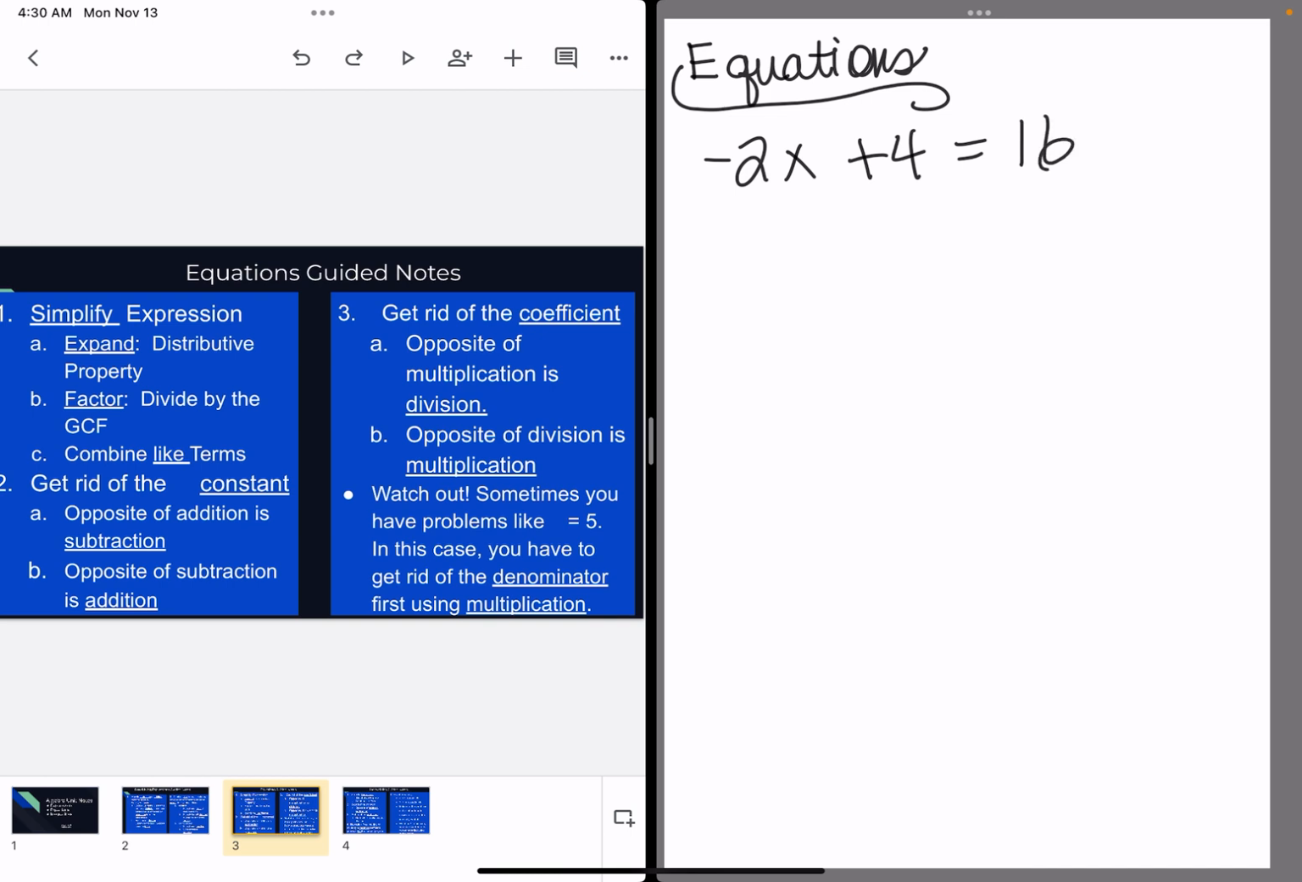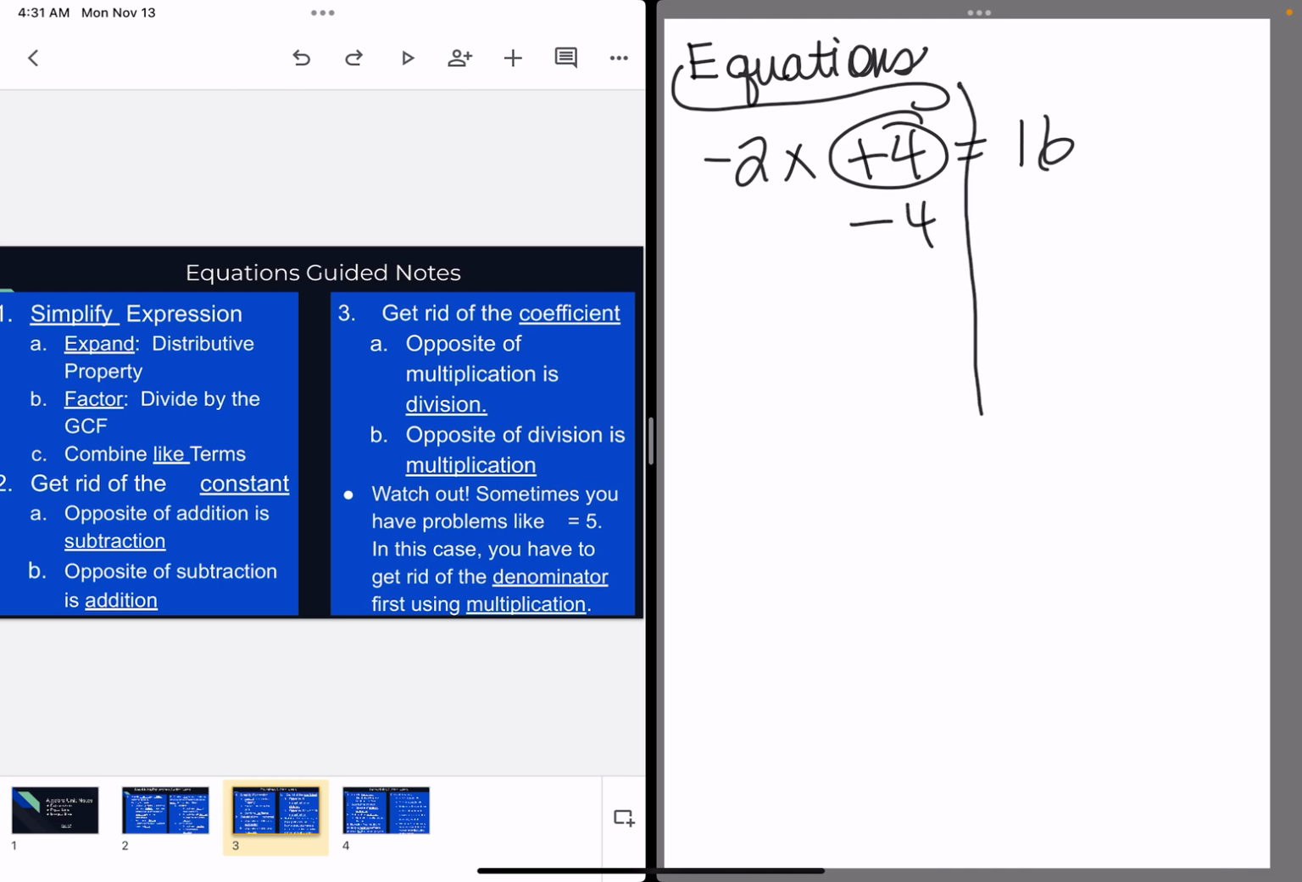And so we want to get rid of the constant. The constant is the term that is either being added or subtracted, and there's no variable attached. So in this particular case, this plus 4 here is our constant. 16 is not the constant because that's what it's equal to. So we want to get rid of this plus 4 by doing the opposite. The opposite of addition is subtraction, and the opposite of subtraction is addition. So since it's plus 4, we want to subtract 4.